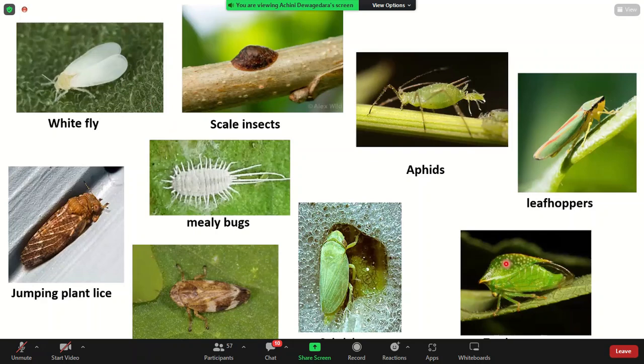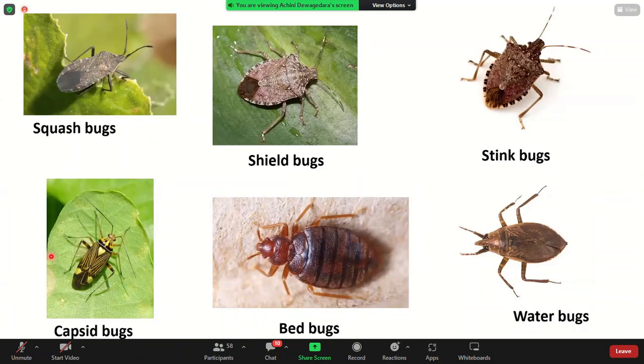I think you all know most of these insects shown in this picture. White fly, although its name is whitefly, it's a bug. Scale insect, aphids, mealybugs, leafhoppers, tree hoppers, fiddlebugs, frog hoppers, jumping plant lice, squash bug, shield bug, stink bug, capsid bug, bed bugs that are found on beds, water bugs are some examples of this Hemiptera.